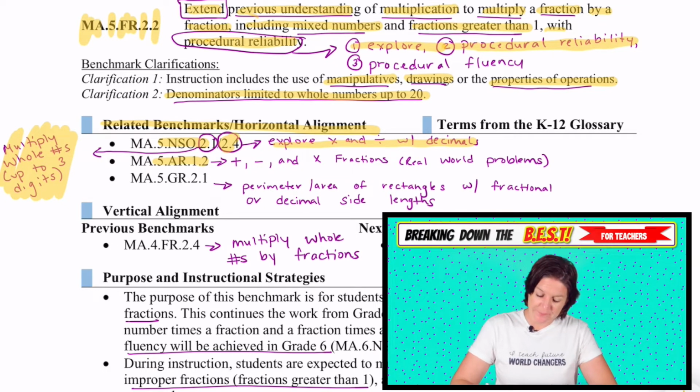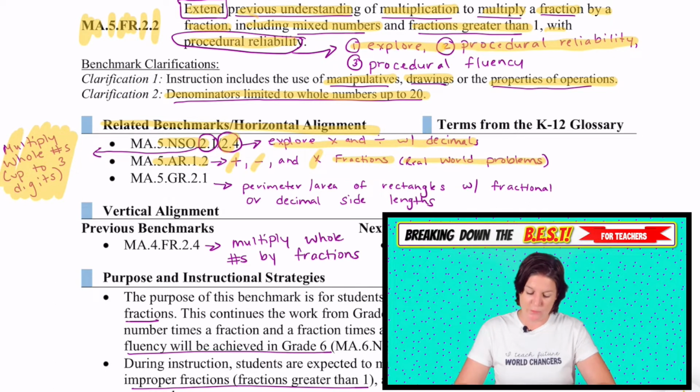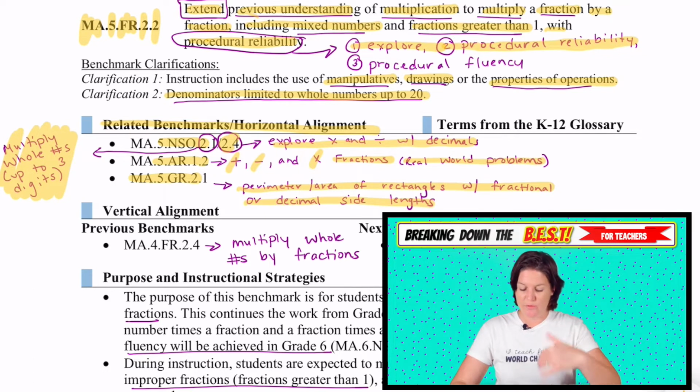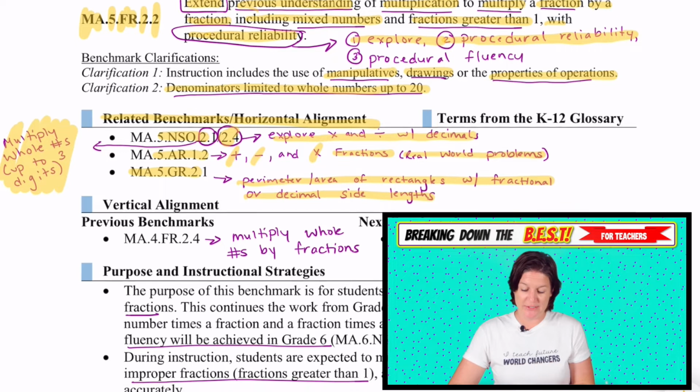5.AR.1.2 is adding, subtracting, and multiplying fractions with real-world problems. That definitely applies with this one. And 5.GR.2.1, perimeter and area of rectangles with fractional or decimal side lengths. Because we're finding the area, we would need to multiply.